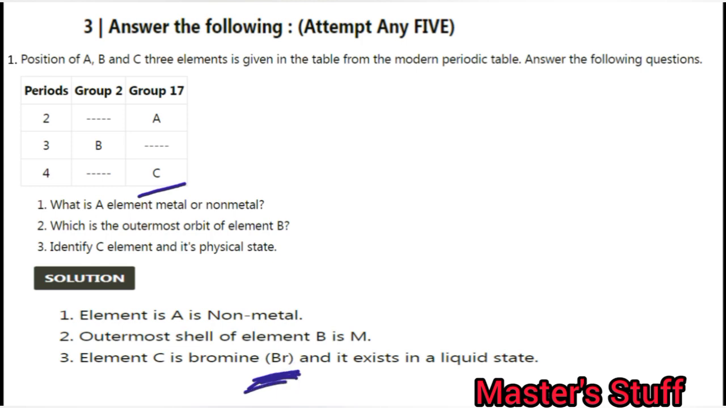We know bromine is a halogen. Bromine is a halogen, but it is always present in a liquid state. Generally, non-metals are in a solid or gaseous state, but the exception is bromine. Bromine is a non-metal. It is also a halogen and it exists in a liquid state.